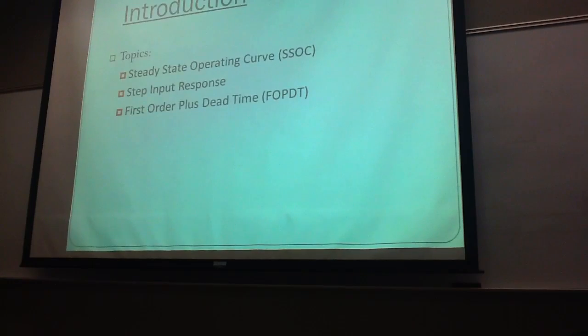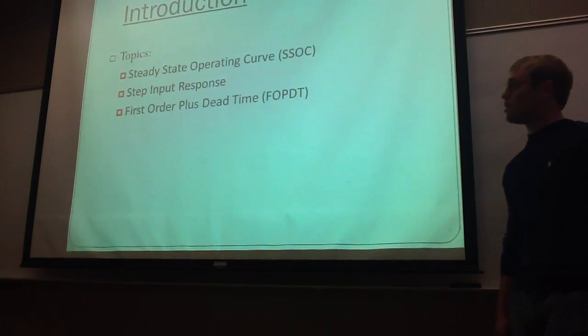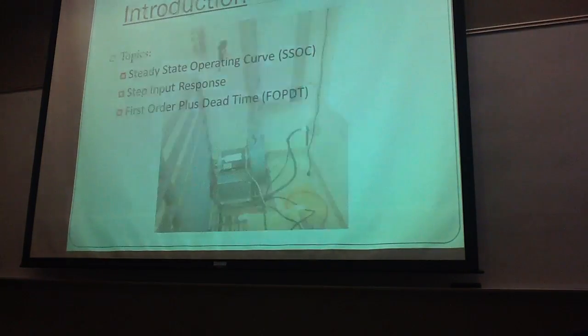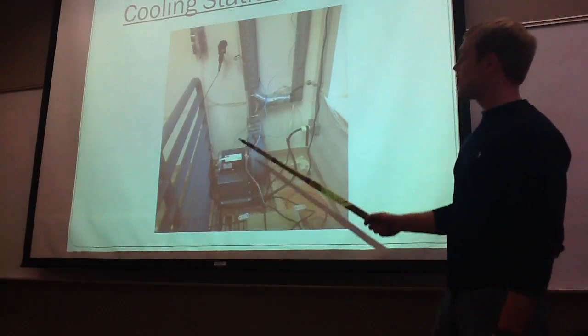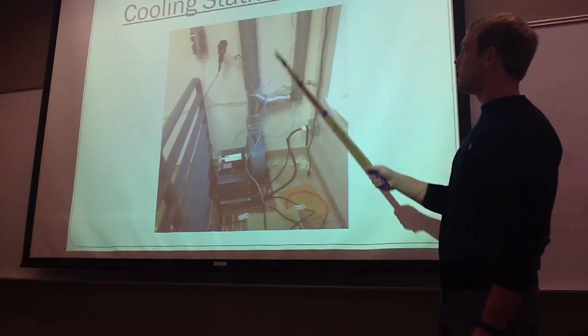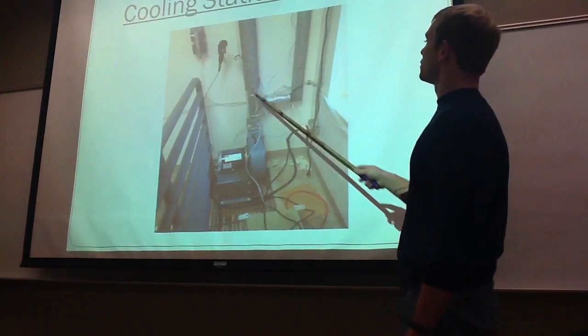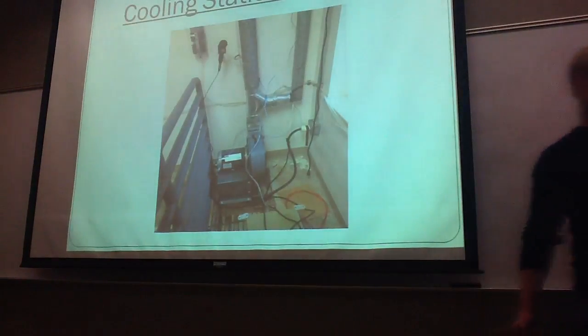Today I'm going to talk about the steady state operating curve, the step input response, and the FOPDT diagrams. Here's a setup of the cooling station, and right here is a blower. It blows air through these ducts, and there's a temperature sensor right here, and there's also one up here, which feeds us the outputs.